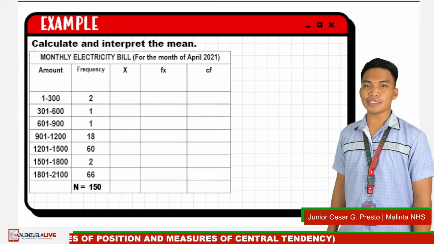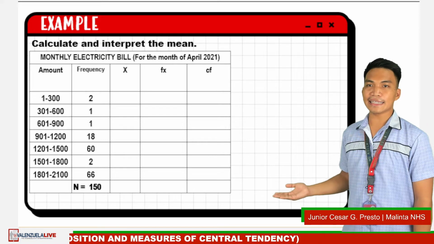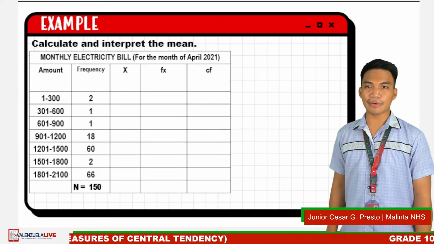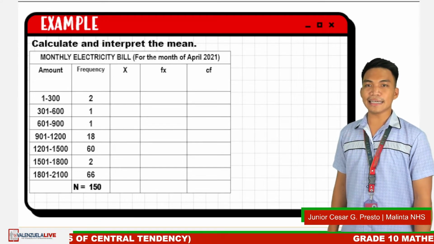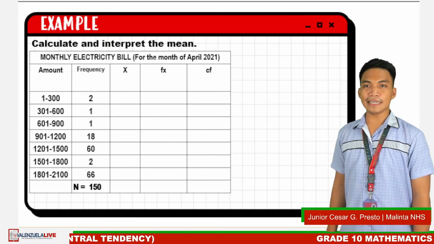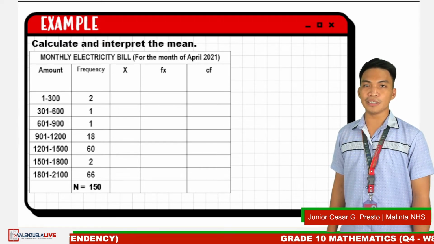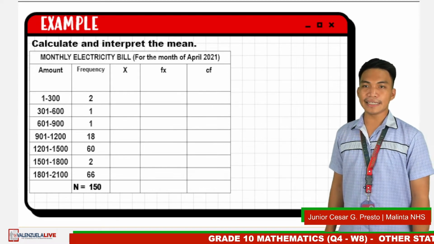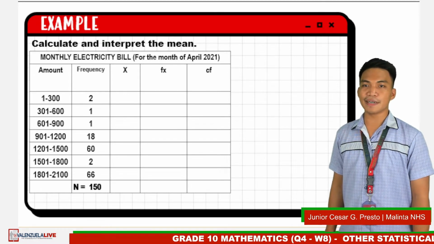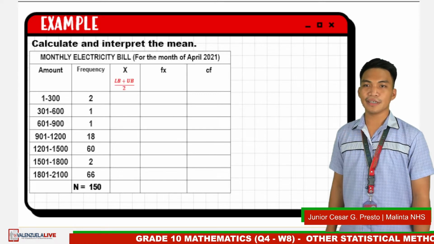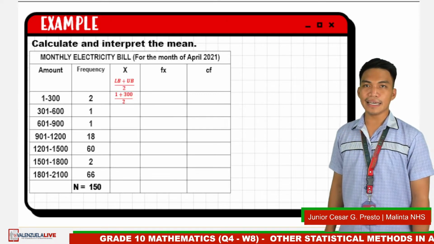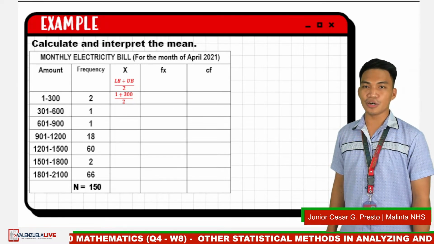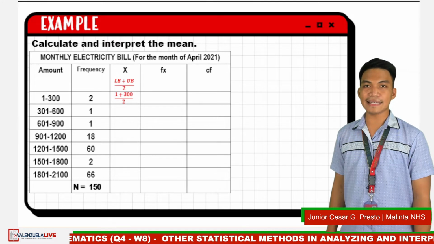The table shows the monthly electricity bill of selected households in Malinta for the month of April 2021. Let us calculate and interpret the mean by completing the given frequency distribution table below. First, calculate each data of the midpoint or the class mark in column 3. Use the formula LB plus UB all over 2, where LB represents lower boundary and UB as upper boundary.